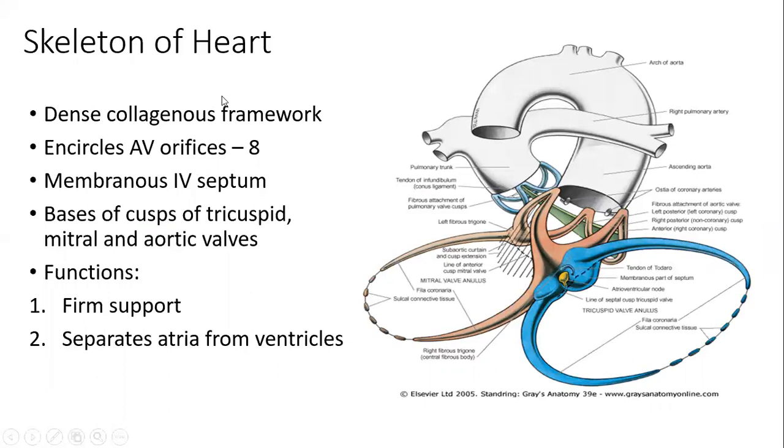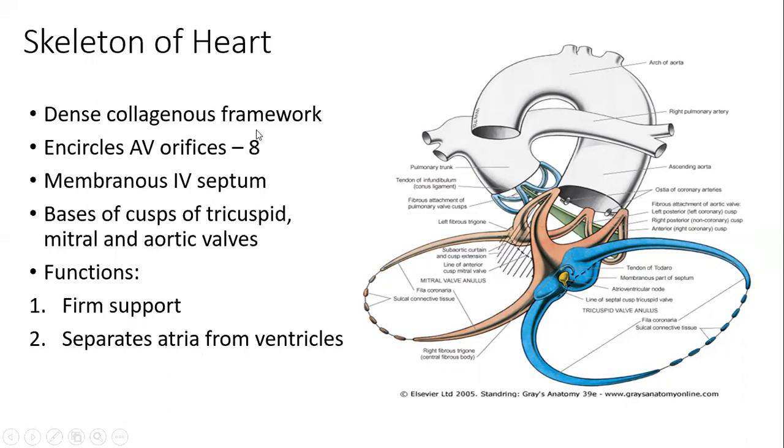Now, next in the external features of the heart is a very important topic, which is called the skeleton of the heart. Most of us realize that the heart is just a muscular organ. Yes, it is right. It is a muscular pump, but it does have a skeleton, which is formed by dense collagen fibers. So the skeleton of the heart is fibrous in nature, and it is present within the heart to provide it firm support and to separate the upper two atria from the ventricles.